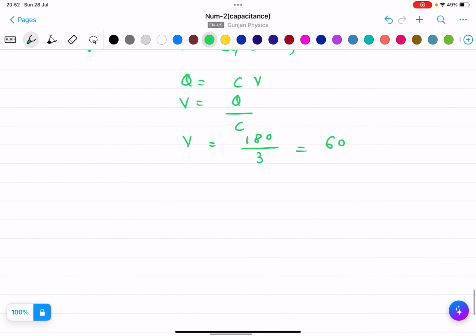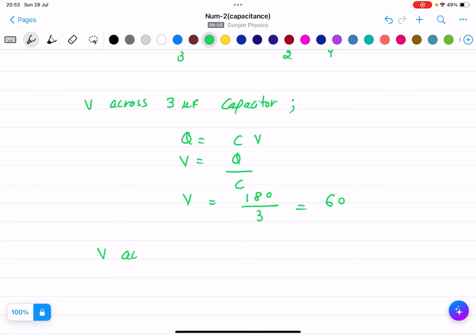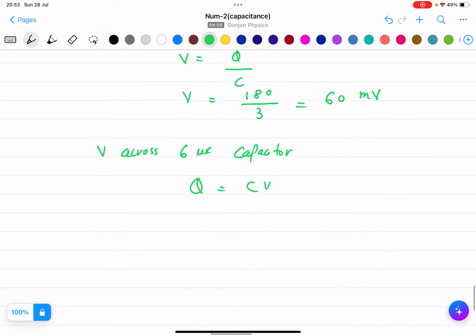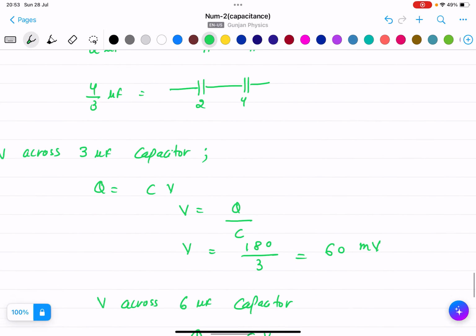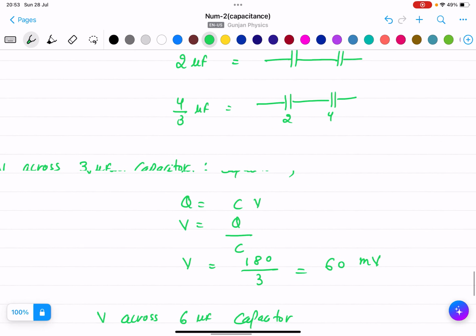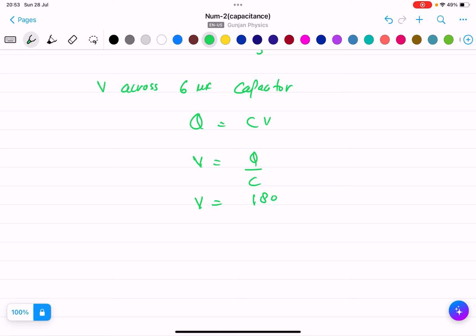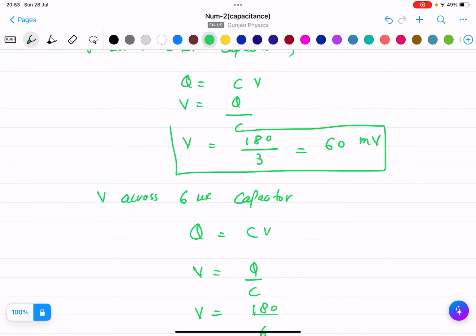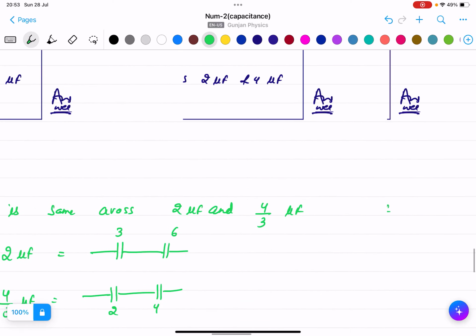And it will be in millivolts. And V across the 6 microfarad capacitor, what will happen? Again, Q equals CV, V equals Q by C. What is Q? Q is again the same, 180. 180 over 6. So V equals 30 millivolts. And across the 3 microfarad it is 60 millivolts. So this is across 3 and 6.